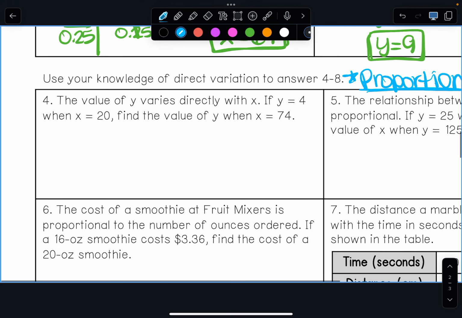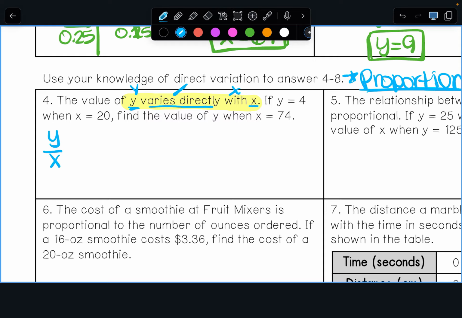Whenever you are setting up a proportion, one way to know how to set it up is when you see the phrase y varies directly with x. It kind of tells you how to set up your fraction. Y varies directly with x, so y over x every single time. You always want to fill in your numbers in the order they're given to you. The first number that's given is a y, put that y there. Second number x, put it there. And then the last number is an x value, you put it at the bottom.